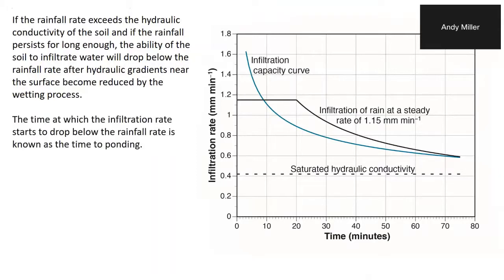Now, the time at which this happens, when you actually start to see the infiltration rate drop below the rain rate, even if the rain rate is constant, is called the time of ponding. You'll see the time of ponding again when we get to the second spreadsheet. Time of ponding is when you start to get water accumulating at the surface rather than having it all infiltrate.